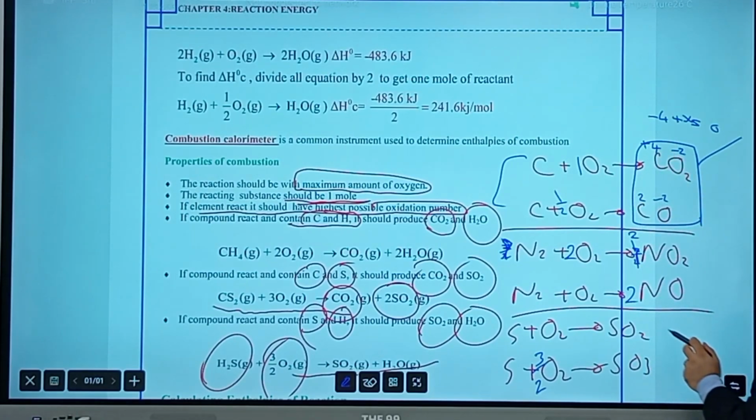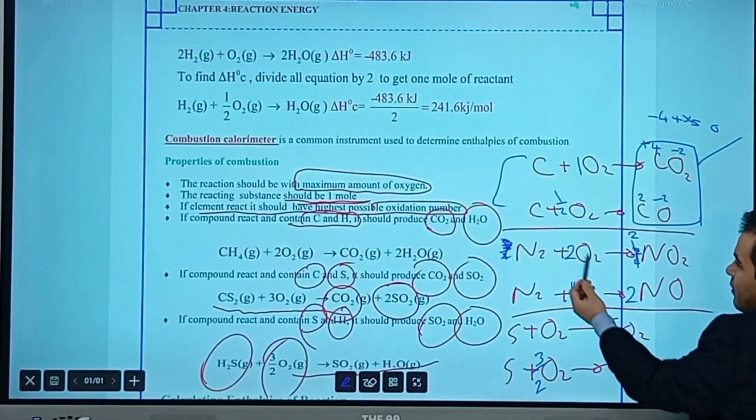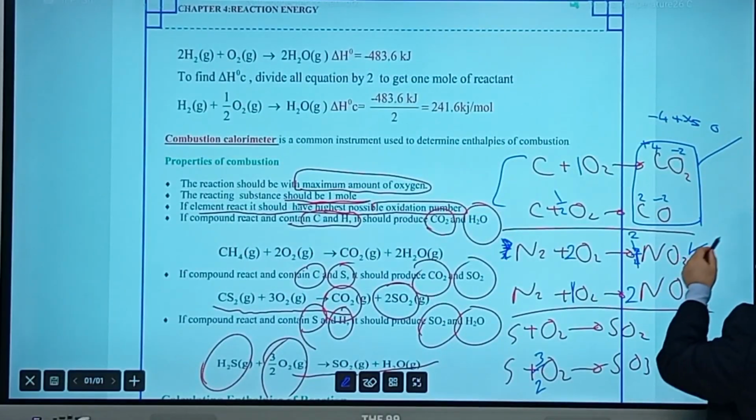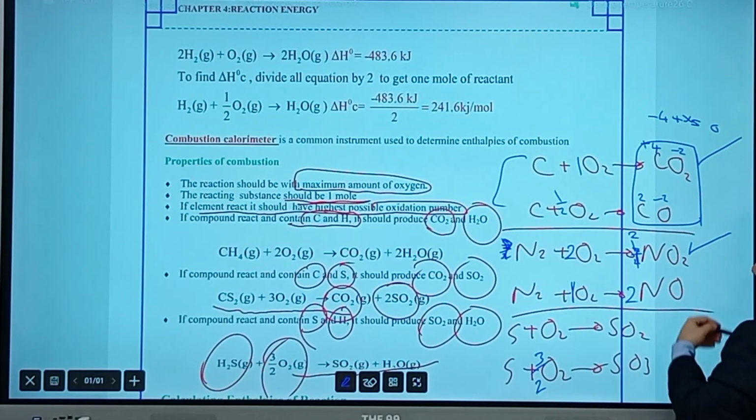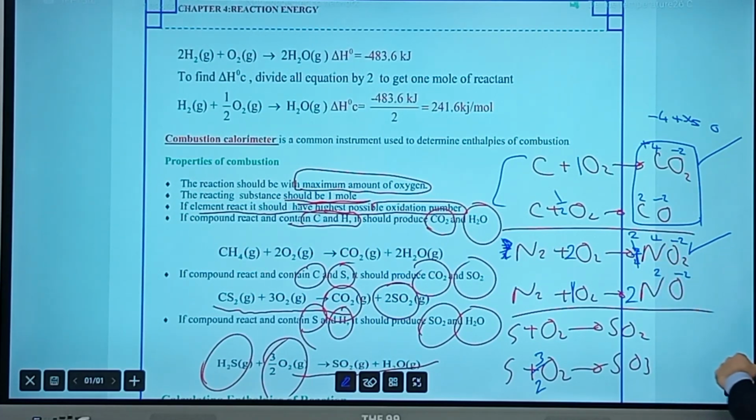Another example, guys. Which one uses more oxygen? In the above one. So this one is the complete combustion. And the NO2, -2, to be 4, and -2, 2. So in NO2, the nitrogen has a higher oxidation number than in the NO.